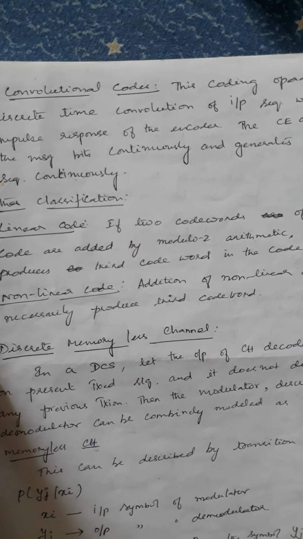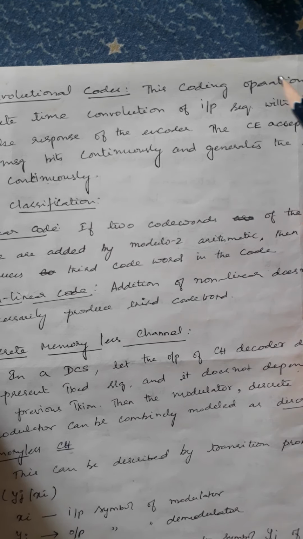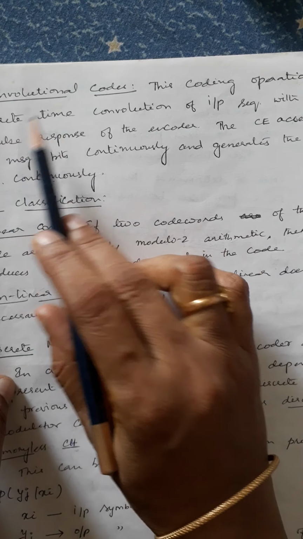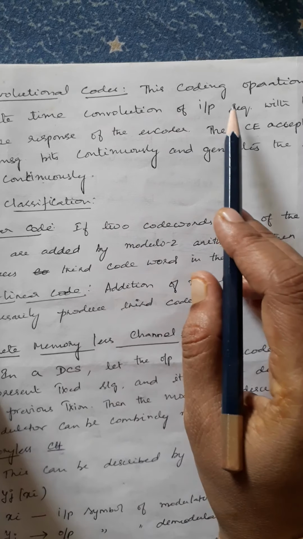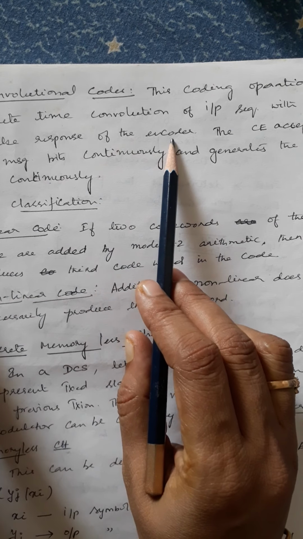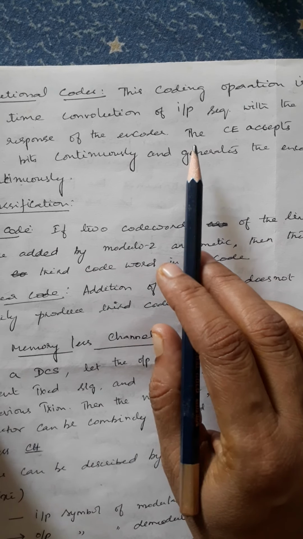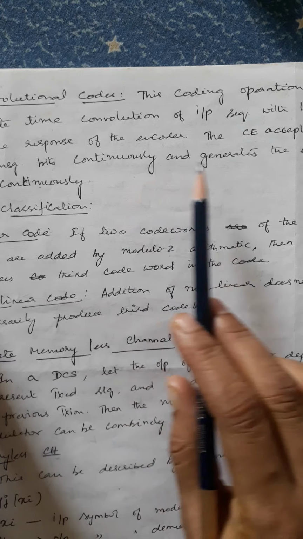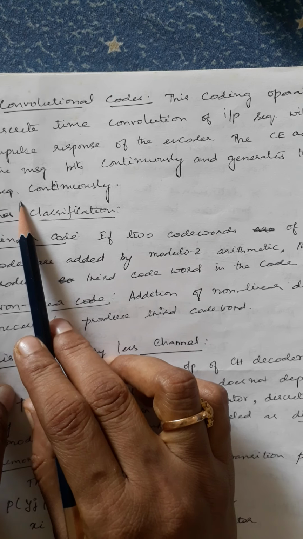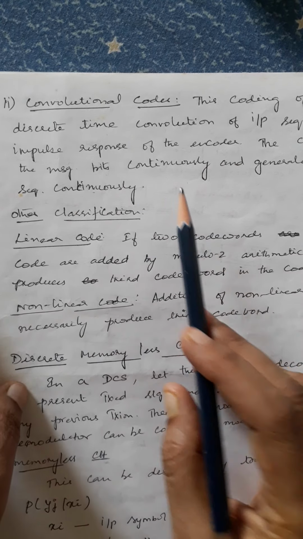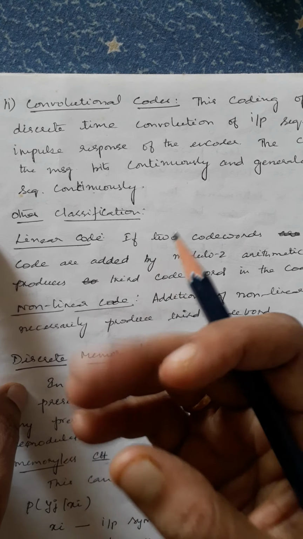Next is convolutional code. So what is this code? This code operates as a discrete time convolution of the input sequence with the impulse response of the encoder. The convolutional code accepts the message bits continuously and generates the encoded sequence continuously. So it is going to be a continuous time varying function.